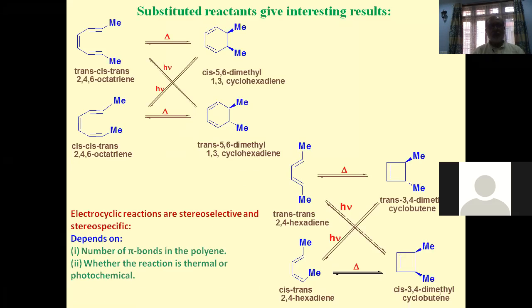the product will depend also on the geometry of the reactant, and the product formed will depend on whether the reaction is carried out under thermal condition or photochemical condition, and also on the number of pi bonds. So we'll understand this once we take the theory.